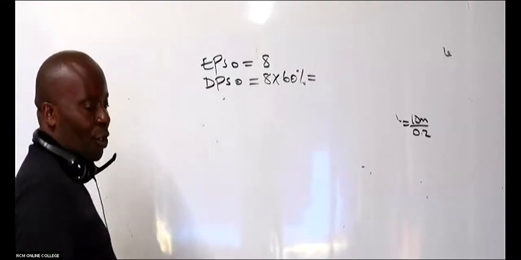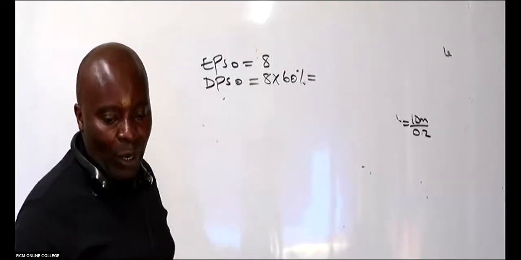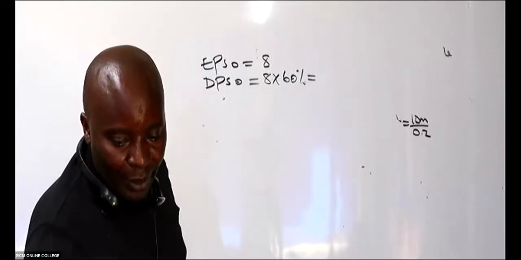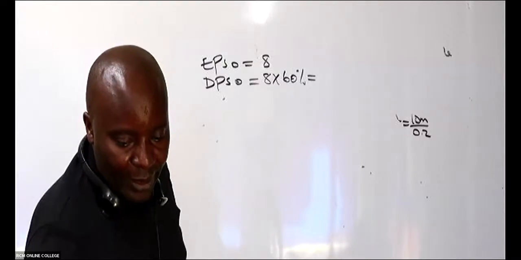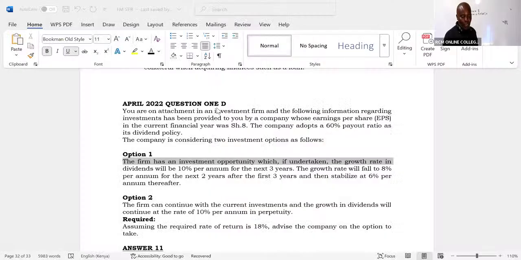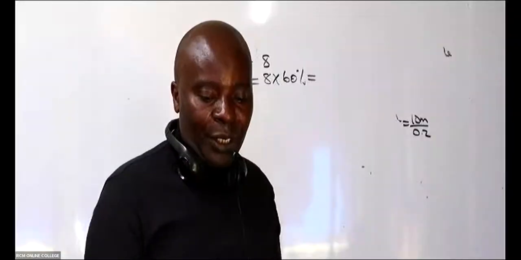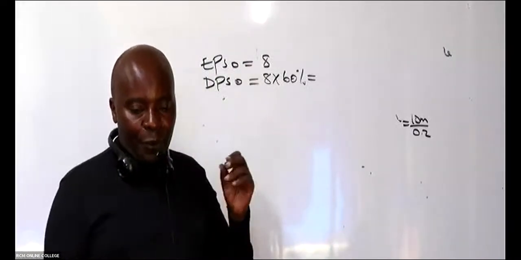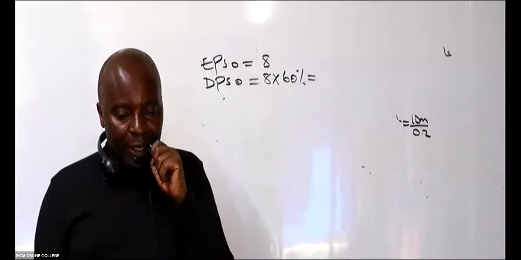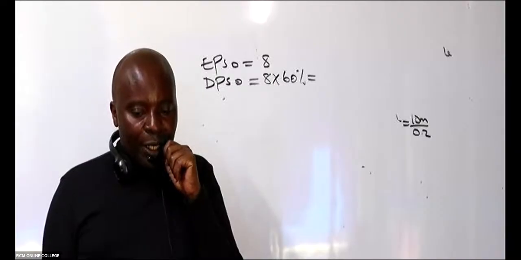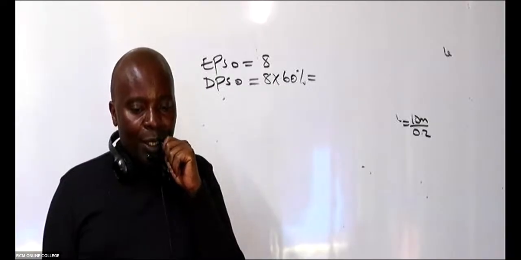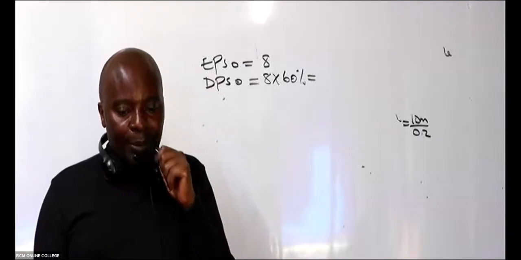So we have our DPS, dividends paid out. So 8 times 60%, that gives me what figure? Internet issues, sorry for that. It is April 2022, question number 1, DOG. So please give me this figure. What is this DPS at time zero? Time zero means today. So 8 times 0.6.